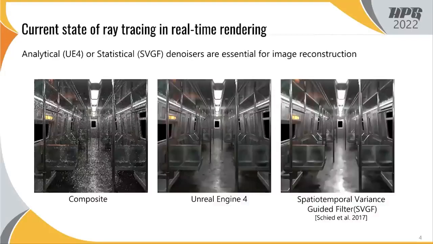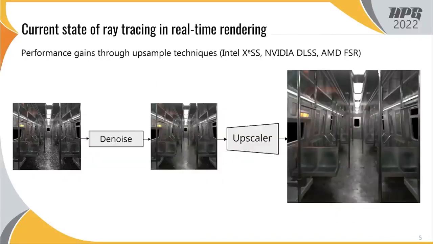We are still limited to a few rays per pixel for achieving real-time performance, resulting in noisy images. To reconstruct a noise-free image, we rely on spatiotemporal filters such as the analytical Unreal Engine denoiser or the statistical-based spatiotemporal variance-guided filters. Even with limited use of ray tracing effects, rendering and denoising at display resolution is expensive. Instead, we can render and denoise at a lower resolution and make use of advanced upsampling techniques to get performance gains.